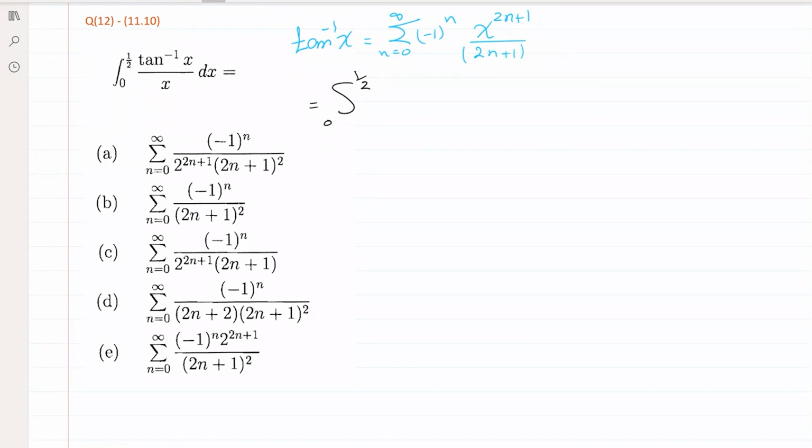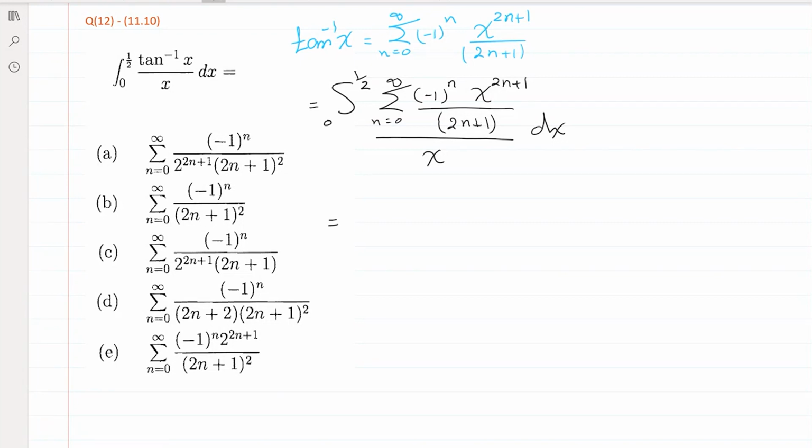This I will write in series form, so it will be the summation from n equals 0 to infinity of minus 1 power n, x power 2n plus 1 over 2n plus 1. Note that this is tan inverse, all of this divided by x dx, right? So for the integral, take care about just the x's. I don't care about n.